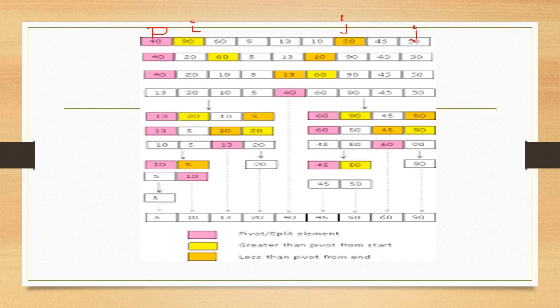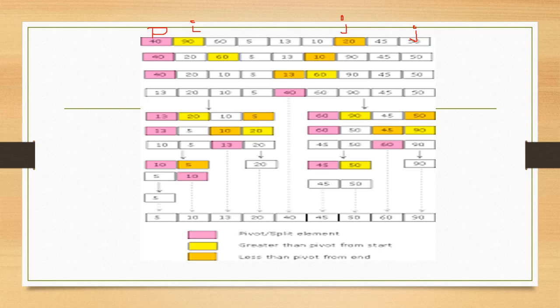Again I have to repeat the same process. Again I am incrementing i, I found 60 is greater than 40, and I am decrementing j, I found 10 is less than 40. Again since i is less than j, I am swapping both the elements. So 10 comes here and 60 goes there. Again I am repeating the process and i is incremented.